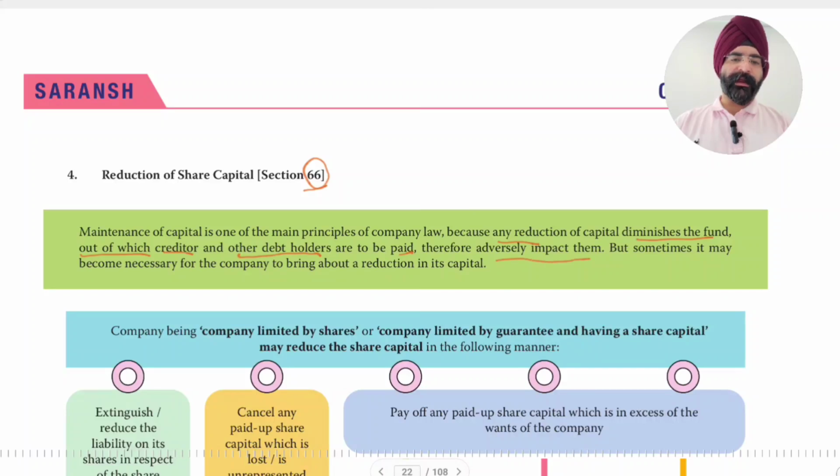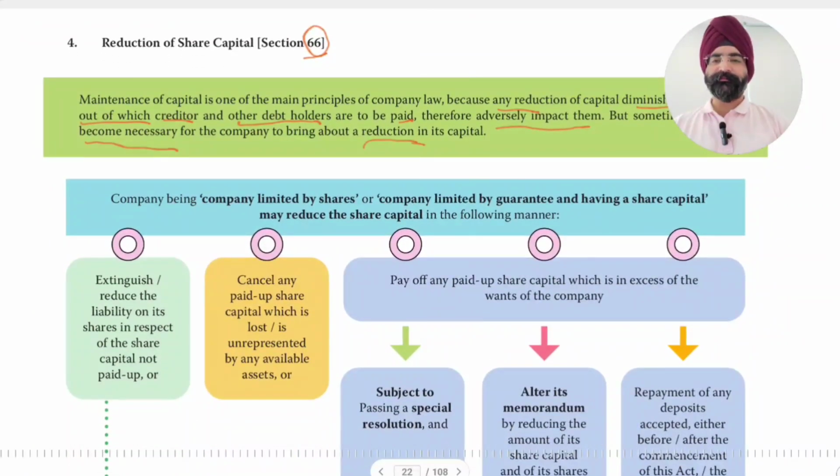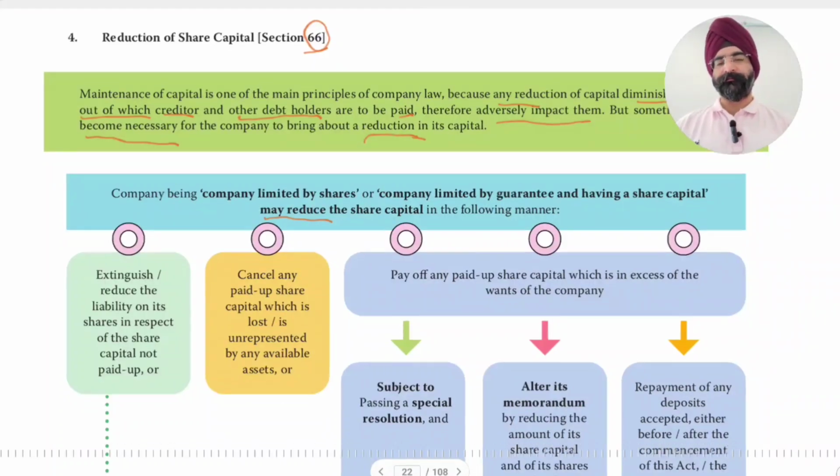Therefore, it can adversely impact them. But sometimes it may become necessary for the company to bring about a reduction in its share capital. So only when it is necessary should this step be taken. A company limited by shares or a company limited by guarantee but having a share capital may reduce share capital in the following manner.